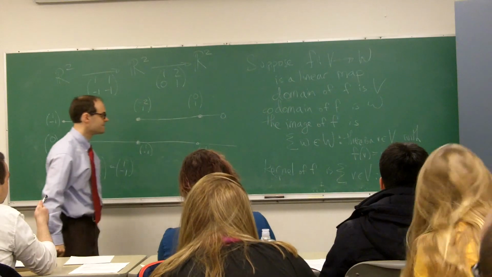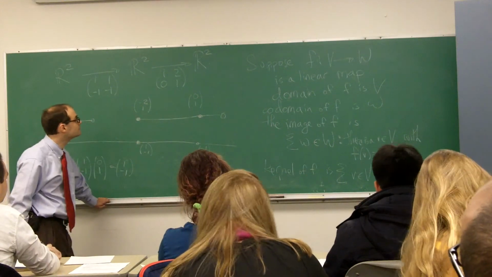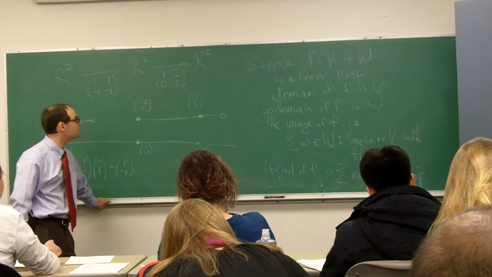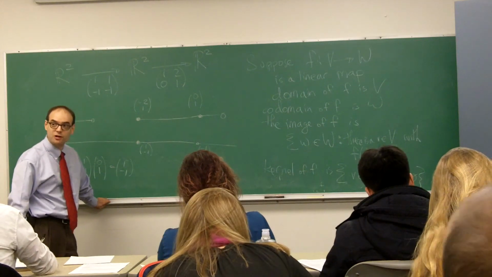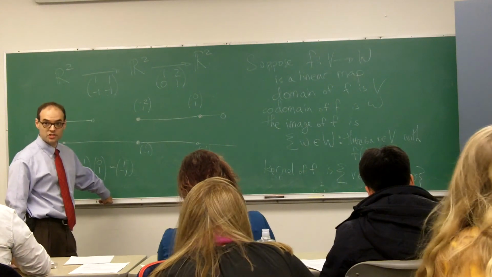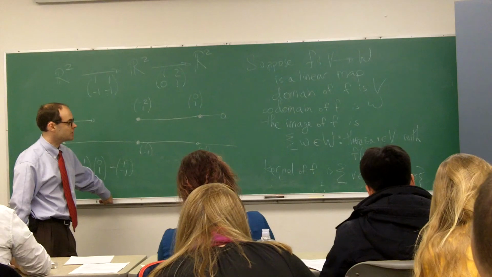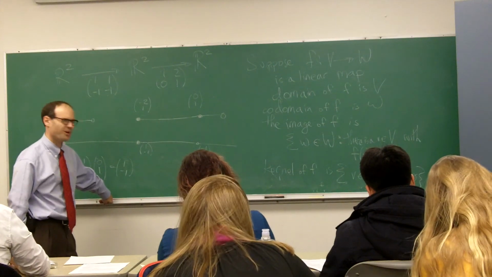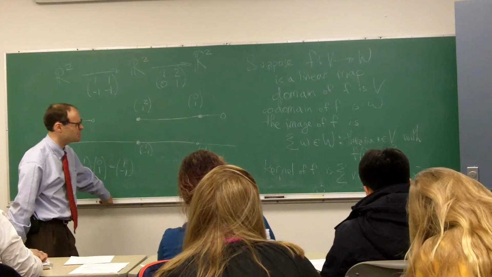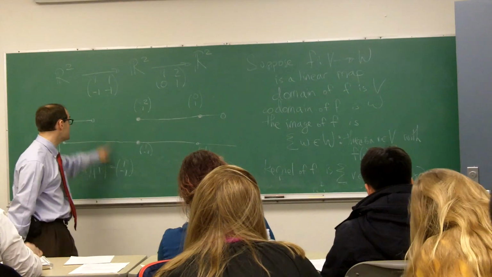You said that the kernel of the second matrix was 0, or did you say it was empty? It is 0. It's not empty. The 0 vector certainly does map to 0. If you have a linear map, the kernel is never empty. It always contains 0. It could contain more, as it does in this case.